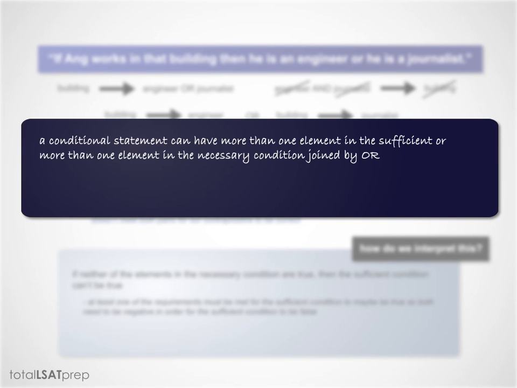So, to recap, a conditional statement can have more than one element in the sufficient or more than one element in the necessary condition joined by or. And when negating an or, you need to turn it into an and.